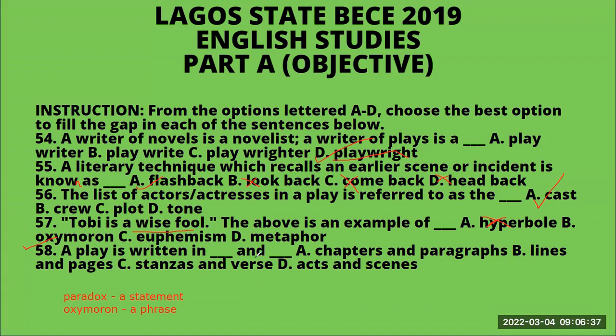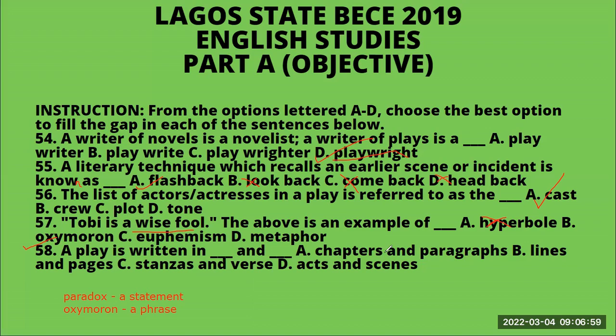Question number 58. A play is written in dash and dash. A, chapters and paragraphs. No, this is prose. We have three genres of literature. We have prose, we have poetry, we have play. Prose, such as novels, short stories. Prose is written in chapters and paragraphs.